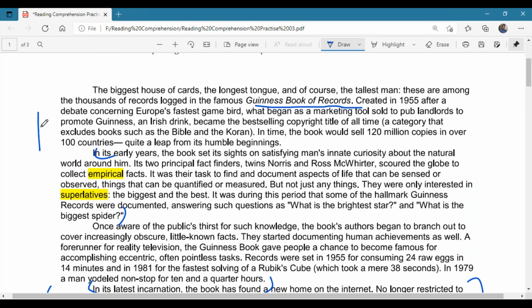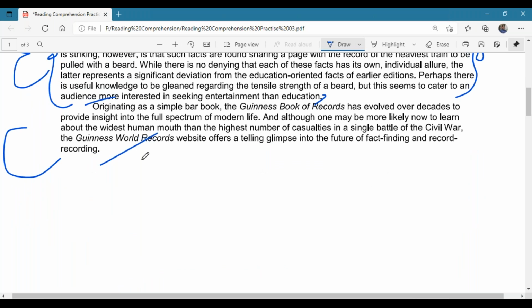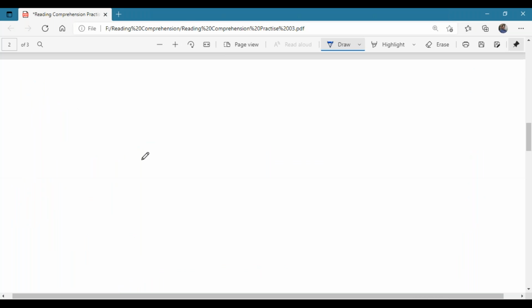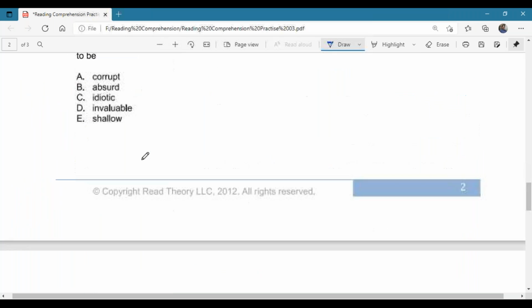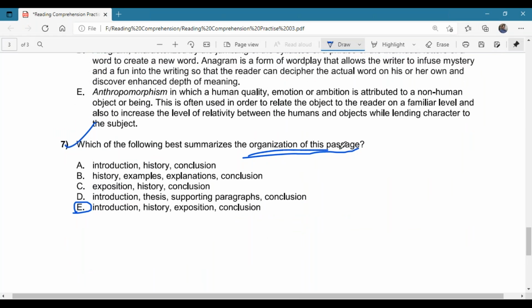So this is what you call the introduction. This is the history. This is the exposition. And this is the conclusion. So that's the reason you go in this order. This is correct. Which of the following best summarizes the organization of the passage? Introduction, history, exposition, and conclusion.